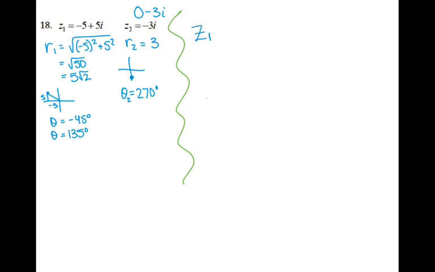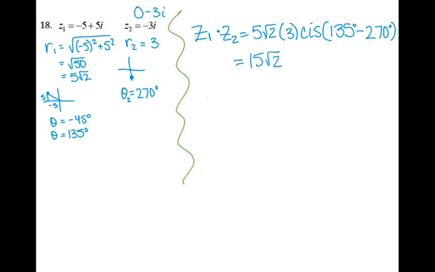So z1 times z2 is going to be r1 times r2, so 5 root 2 times 3 times cosine plus i sine of theta 1 plus theta 2. Let's see, so that's 15 root 2 cosine plus i sine of, let's see, 135, oh, that was weird, my calculator died. 135 minus 270 is negative 135.